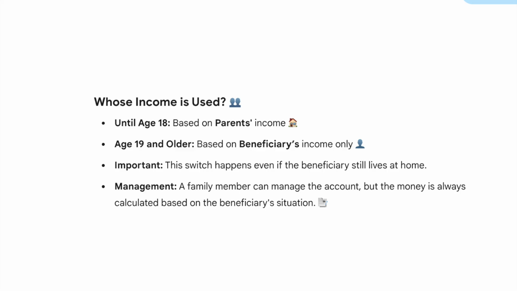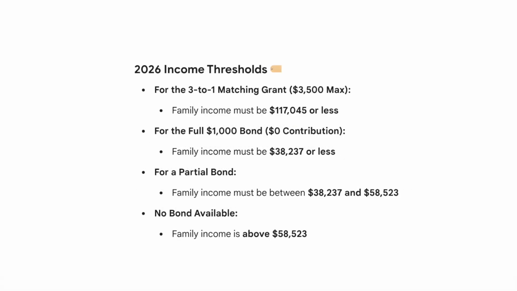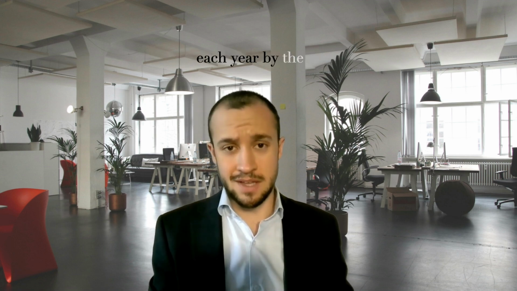The income limits for these benefits are updated every year for inflation. For 2026, the key number to get the highest matching grant of 3-to-1, your family income must be $117,045 or less. To get the full $1,000 bond with no contribution required, the family income must be $38,237 or less. And finally, to get a partial bond, the family income must be between $38,237 and $58,523. If income is above $58,523, no bond is paid. These thresholds are published each year by the Government of Canada.